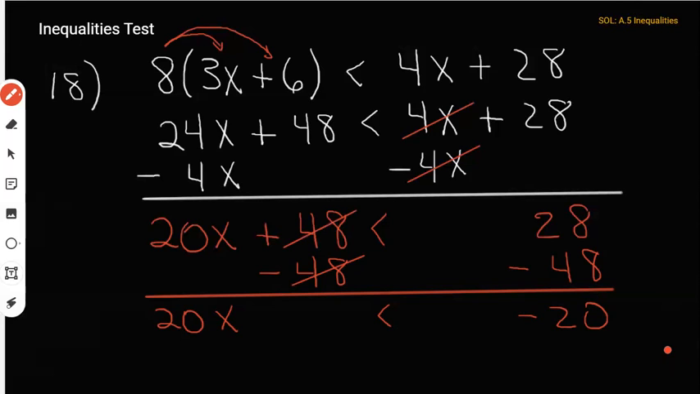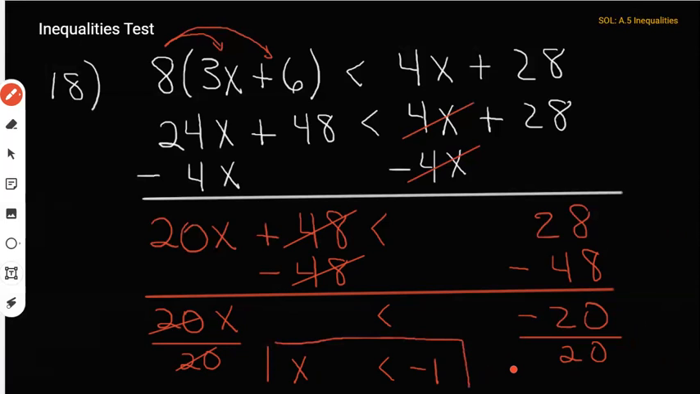Okay, so the last thing that I need to do to get the x by itself is to divide both sides by +20. And I'm going to do that here and over here. So then the 20s are going to cancel out. I can bring down my x. The sign does not flip, so I'm going to keep it the same. So it's a less than. I'm only dividing by a positive 20, so it doesn't have to flip. And then negative 20 divided by positive 20 is negative 1. And I'm done. That's going to be my answer.